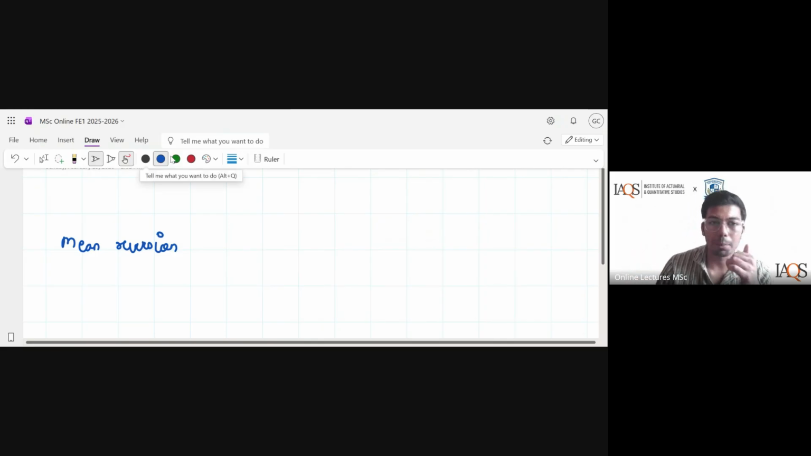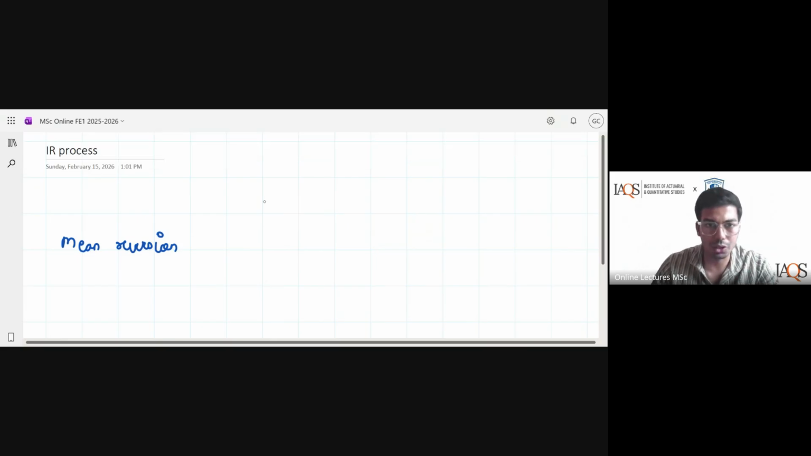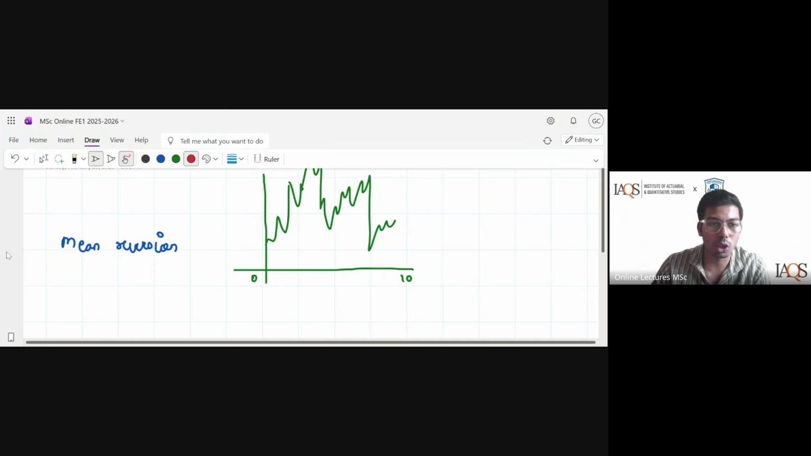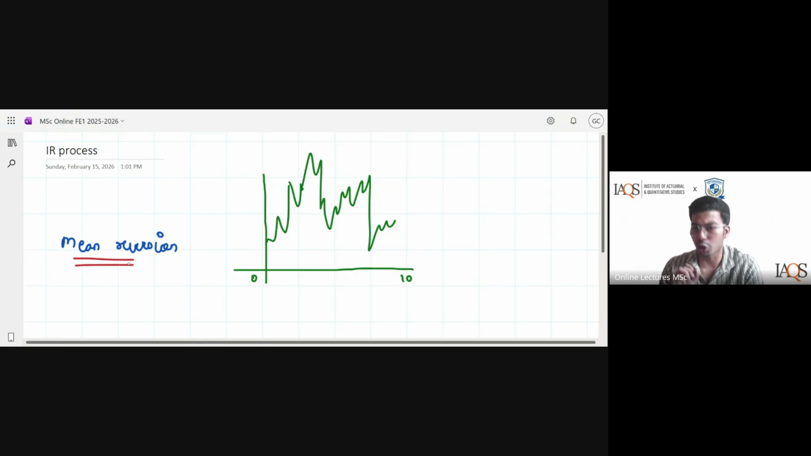Practically, asset classes, specifically interest rates, exhibit something called the mean reversion property. Let's say I have 0 to 10 years, and my interest rates are moving in this particular pattern. Practically, what we observe is that there is a long-term mean reversion level. I've just drawn a dummy line. If I want, I can take the line over here.